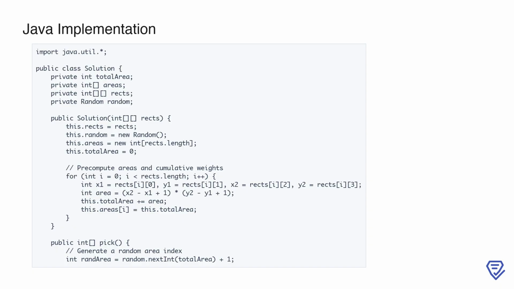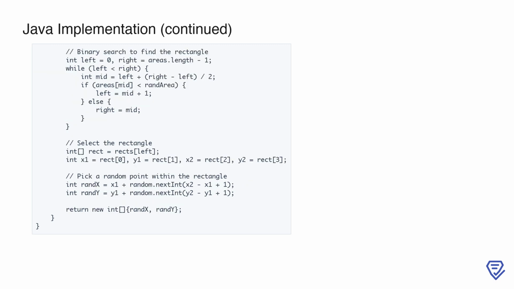In the constructor, we take the rex array as input and initialize the areas array and total area. To calculate the cumulative areas, we loop through each rectangle, extracting its coordinates x1, y1, x2, and y2. Using these coordinates, we compute the area of the rectangle using the formula (x2 - x1 + 1) * (y2 - y1 + 1). This formula accounts for inclusive bounds to ensure we count all points within the rectangle. We then update the total area by adding the current rectangle's area and store the cumulative sum in the areas array. This pre-processing step allows us to efficiently select a rectangle later, based on its proportional area.